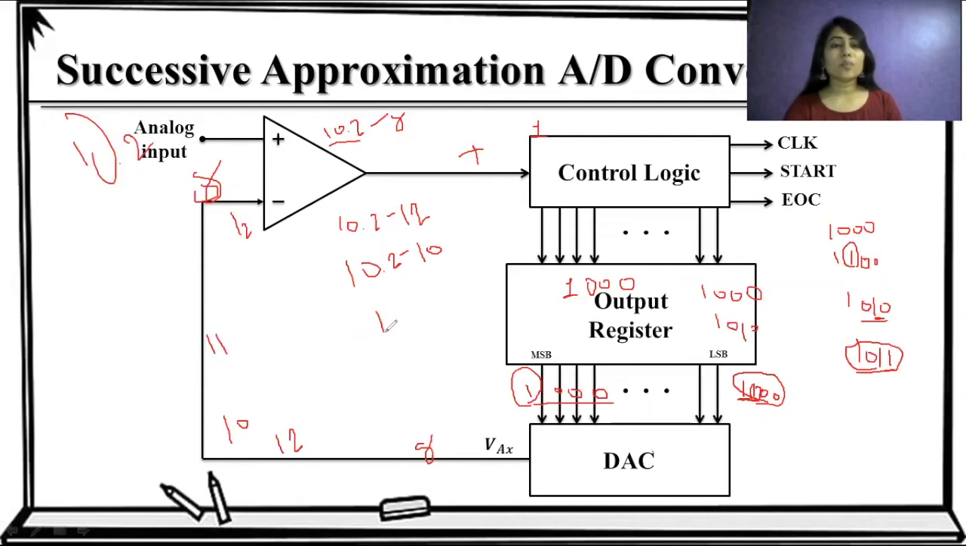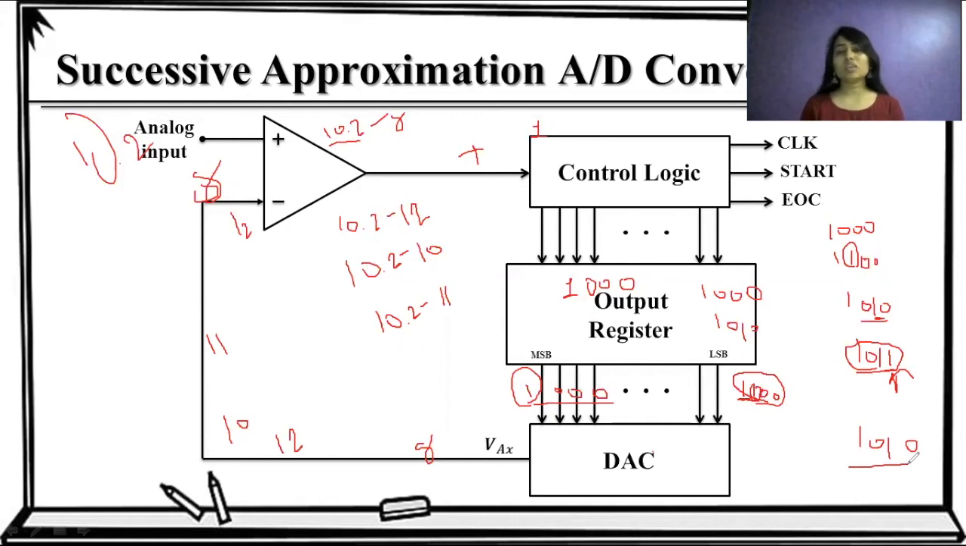So here we have a digital to analog output of 11. Now again the comparator compares this: 10.2 minus 11. So we have a negative difference. That means the analog input is lesser than the digital to analog converter output. So we have to reset this fourth bit. So we have a final value of 1010. Here we consider a 4-bit successive approximation analog to digital converter.